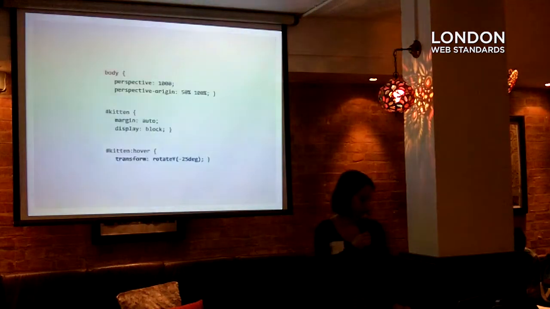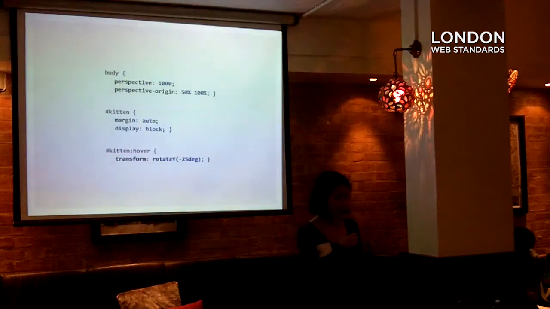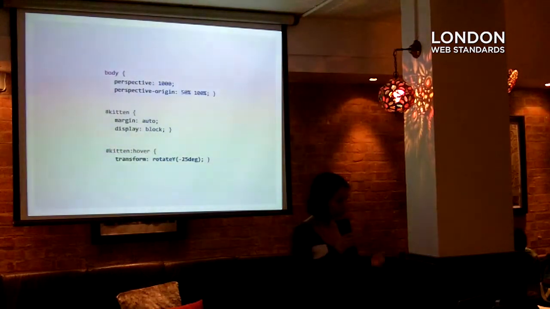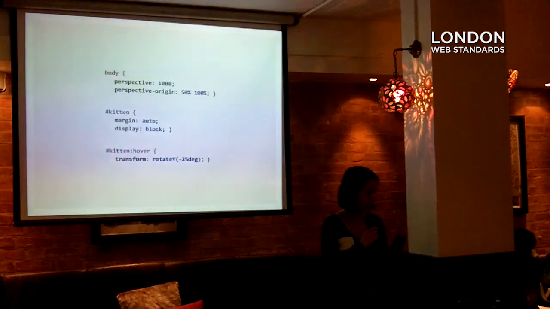We can now look at an example of a 3D transform. In this case, we're going to rotate a photo 25 degrees using a transform. So first we set the perspective to a value other than 0 on the parent element. Then we position the viewer and we position the image in the center of the page in this case. And then we add the hover status to the photo and we add the transform to it.